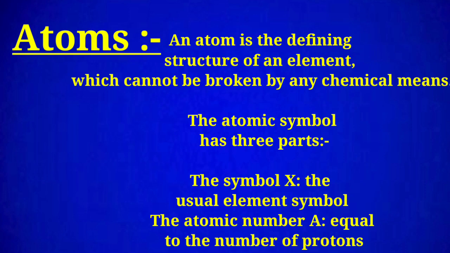Atoms. An atom is the definite structure of an element which cannot be broken by any chemical means. The atomic symbol has three parts: the symbol X, the usual element symbol, and the atomic number A, equal to the number of protons.